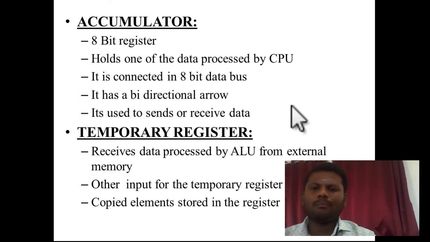The next one is the temporary register. It receives the data processed by the ALU from external memory, right? The other output for the temporary register can be concluded as follows: whatever the other outputs, if you give another instruction to it, the temporary register can store the instruction and execute it. Whatever is in the accumulator can be saved, and the copied elements can be recreated in the temporary register.